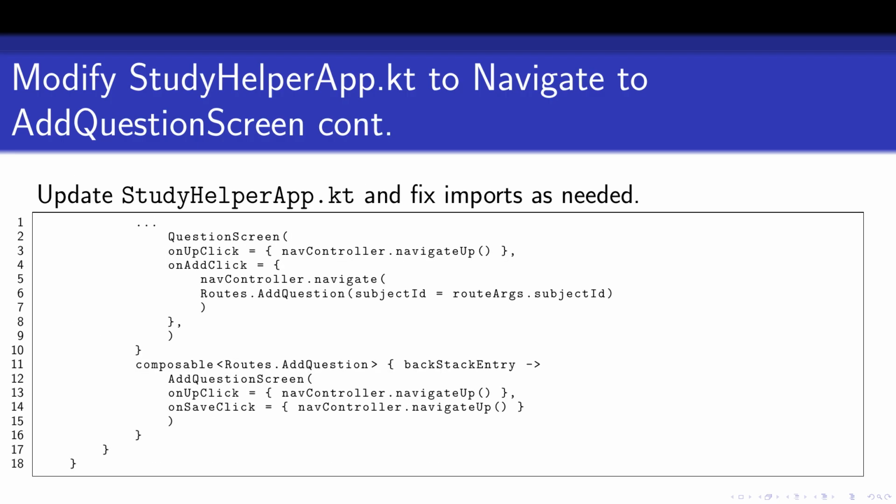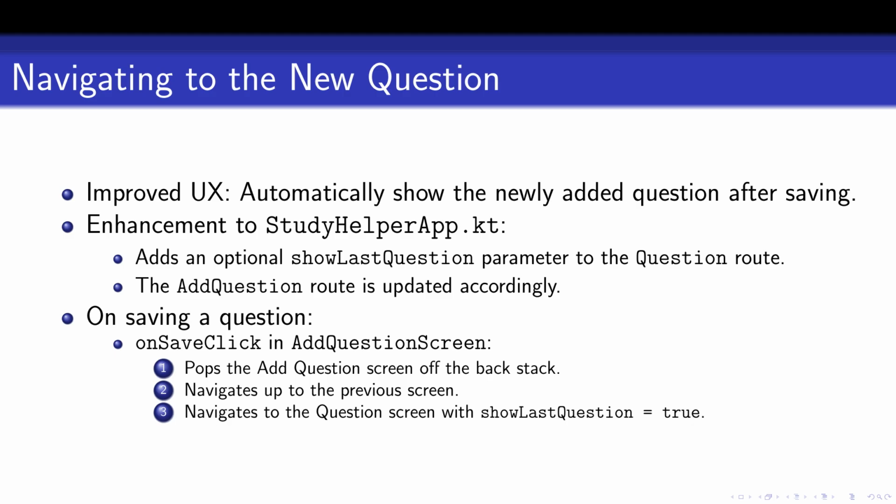In the continuation of that change, we make sure that the question screen's on-add-click navigates with the correct subject ID. Then, when rendering the Add Question screen, we pass handlers for both on-up-click and on-save-click, which each return the user to the previous screen. This creates a seamless flow where the user can add a question and return to the list without extra steps. To improve the user experience, we enhance the behavior to automatically scroll to the newly added question.